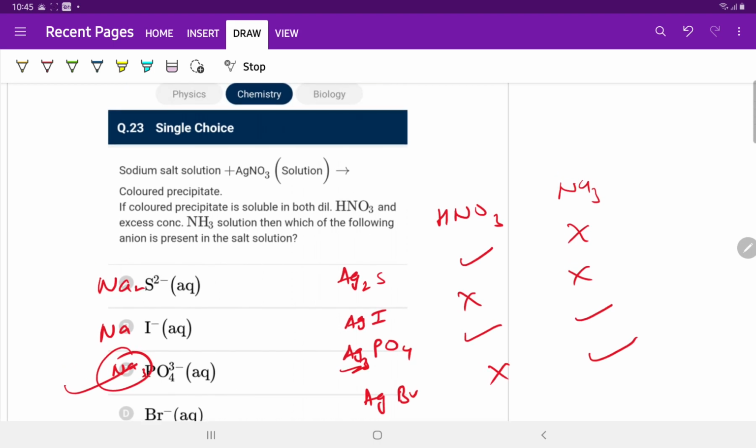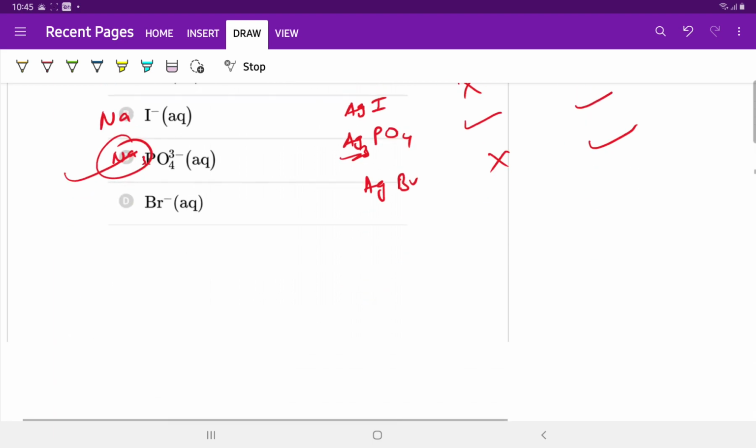If the colored precipitate is soluble in both dilute HNO3 and excess of concentrated NH3 solution, then which of the following anions is present in the salt solution? So Ag3PO4 is the correct answer.